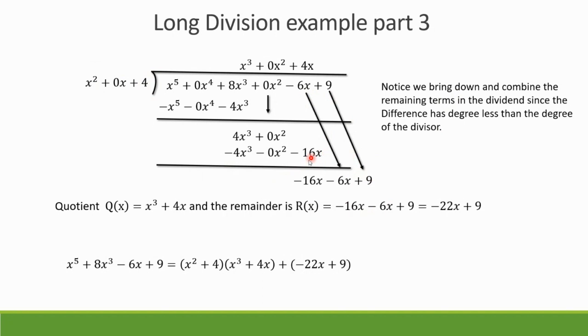So we have this. Okay, that's awesome. So our remainder is not going to be minus 16x. It's actually going to be minus 16x minus 6x plus 9, which is minus 22x plus 9. That's what the remainder is. So our quotient is x cubed plus 4x. The remainder is negative 22x plus 9.